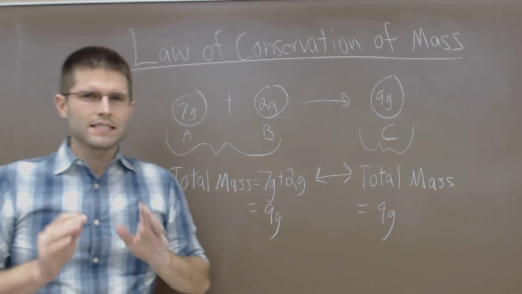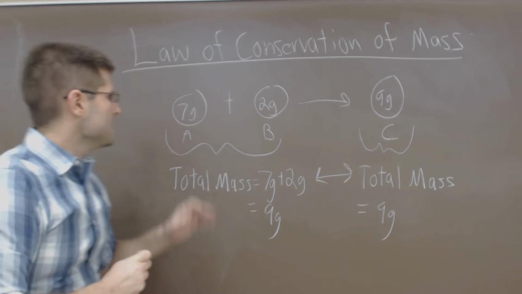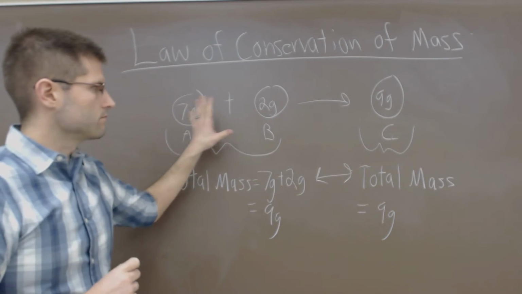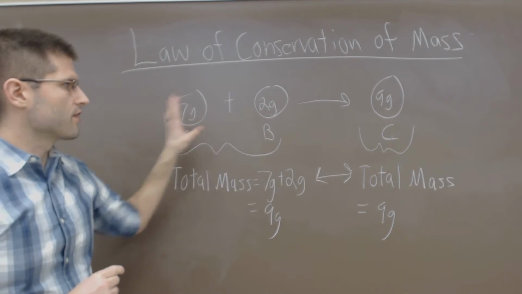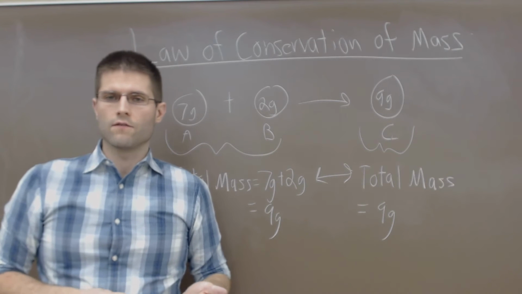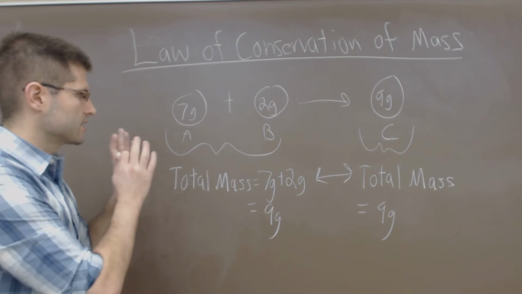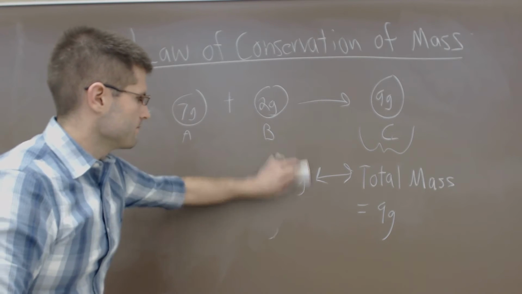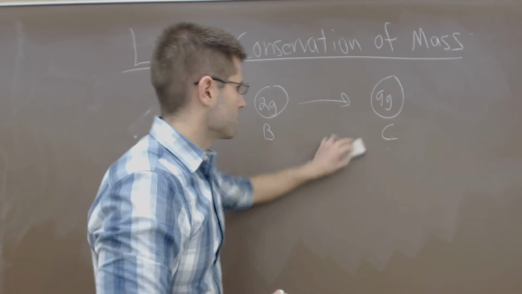So this is a very simple type of a mass law, but it has huge ramifications. If there are 2 reactants and one product, if we know 2 out of the 3 of those, we can always solve for the third one. So let's do a problem like that. Let's take our same reaction. A plus B is going to give us C, but we're going to change what the masses are.